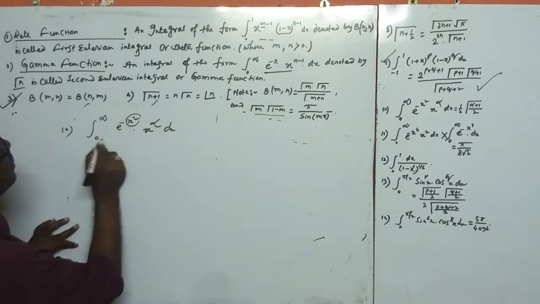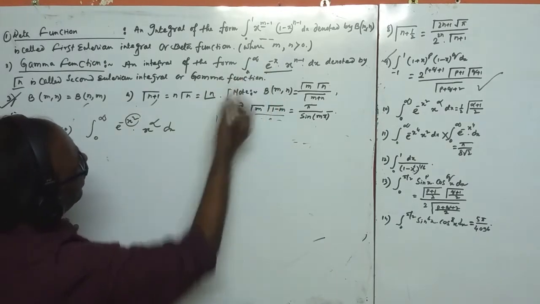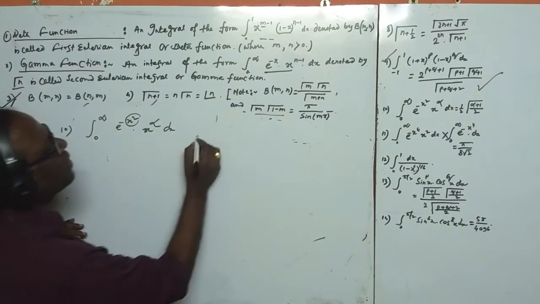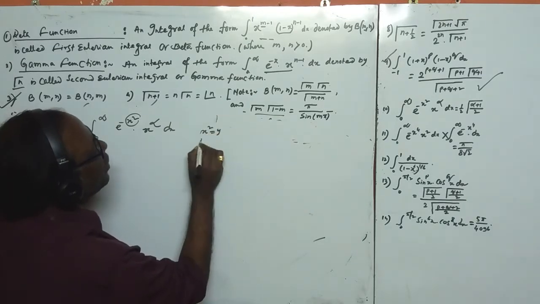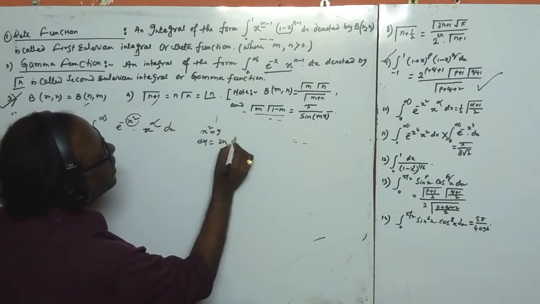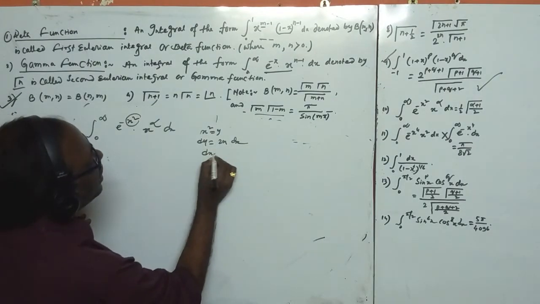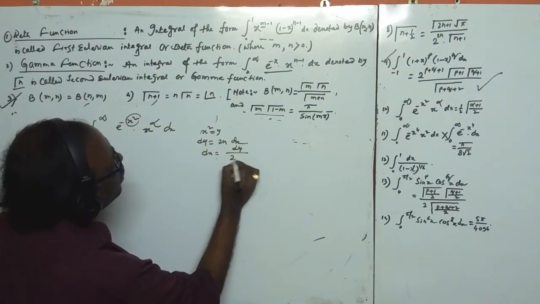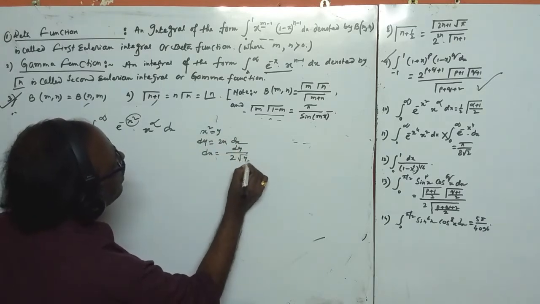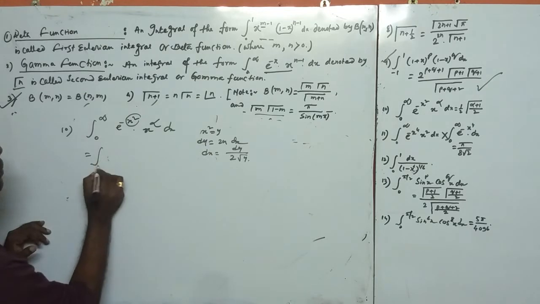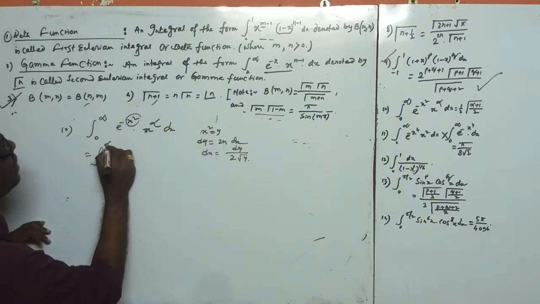So from the definition, 0 to infinity, but e to the power minus x there, but here x square. So let us assume x square as y. So dy is equal to twice x dx. Now dx is equal to dy by 2x, x means root over y. So now substitute here. If x is 0, then y is 0 also. If x is infinity, then y is also infinity.